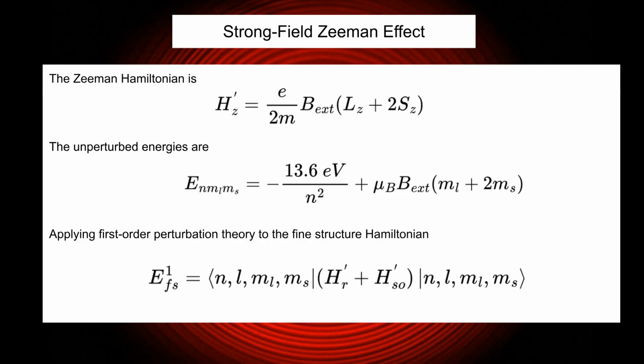The Zeeman interaction is given in the first equation. In this regime, we include the Zeeman term directly in the unperturbed Hamiltonian. The corresponding energy levels, neglecting fine structure effects, are shown in the second equation. Since the fine structure is now a small correction, we treat it using first-order perturbation theory. The resulting energy correction is given by the third equation. Here, the operators H_r and H_so are the relativistic and spin-orbit fine structure terms, respectively.